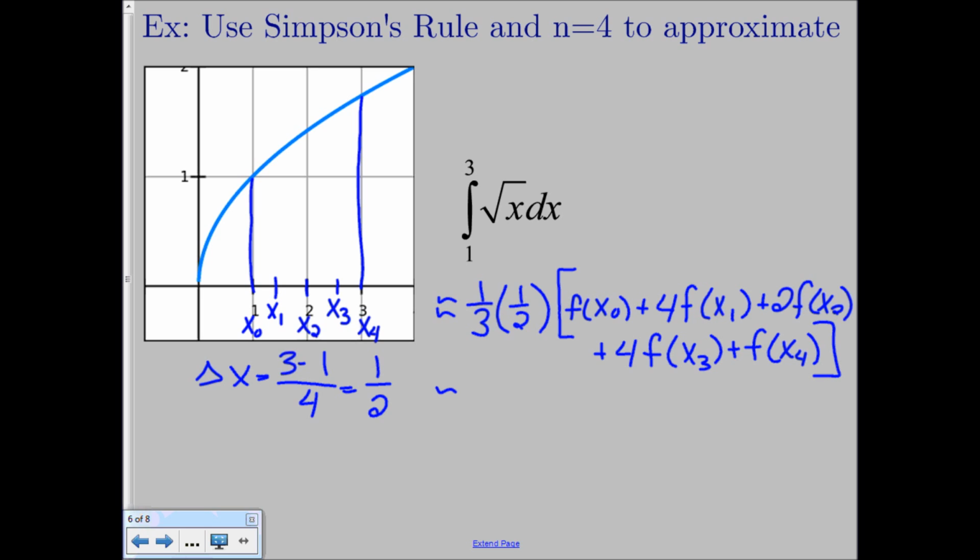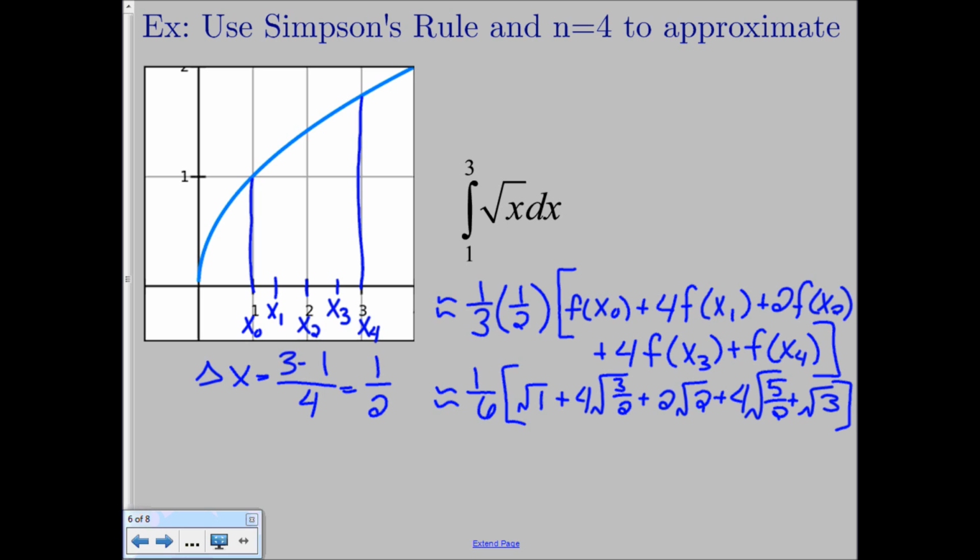So if we plug in, this is approximately going to be equal to 1/6 times the square root of 1 plus 4 times the square root of 3/2 plus 2 times the square root of 2 plus 4 times the square root of 5/2 plus the square root of 3. And I got all of those numbers just simply by plugging in what all of our xi's were. So x0 is 1, x1 is 3/2, x2 is 2, x3 is 5/2, and x4 is just 3.